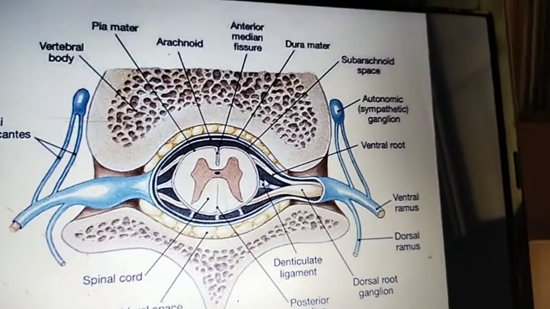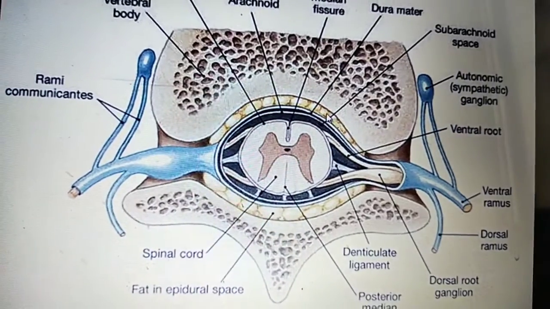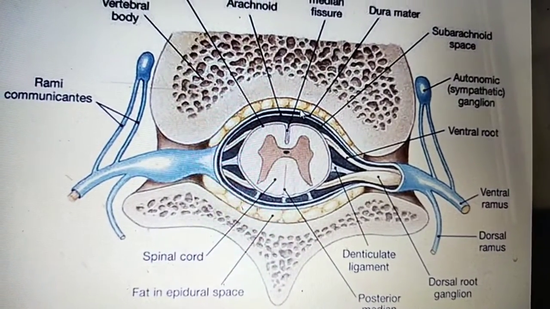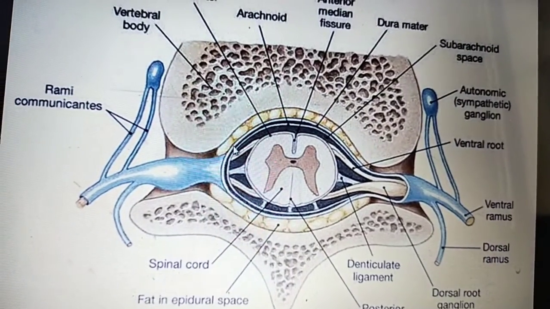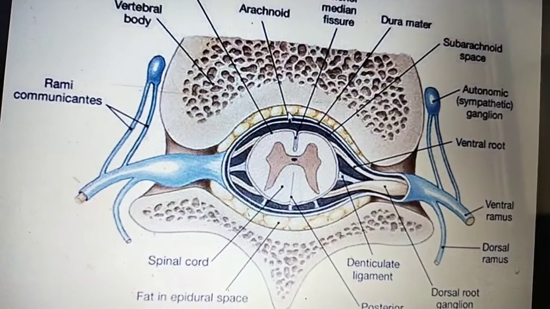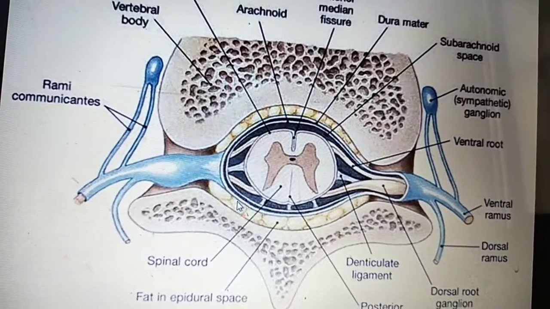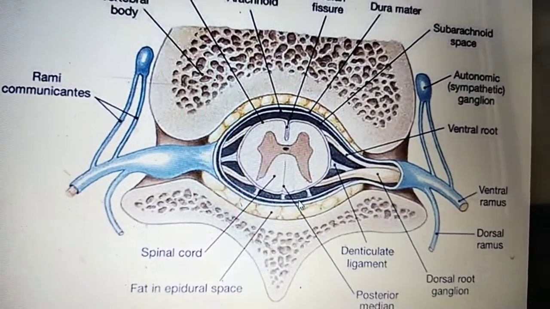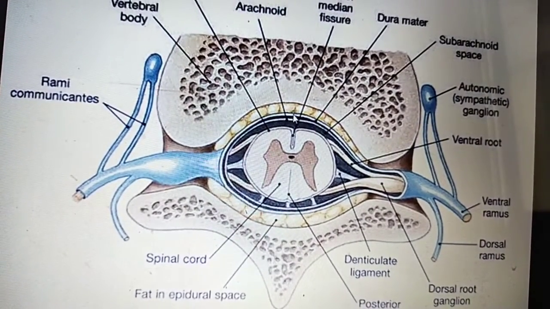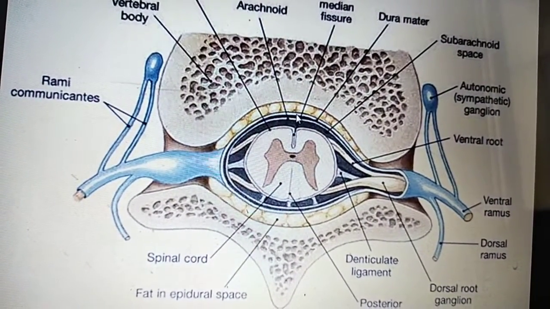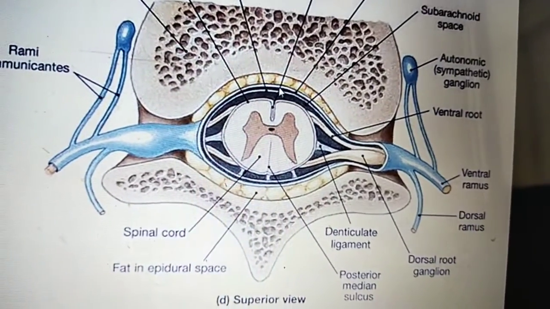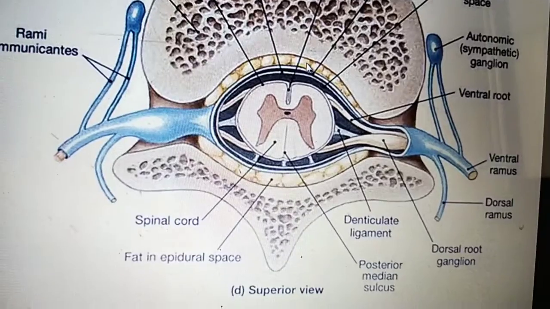And above the subarachnoid space is the outer layer, which you can see as the dura mater. This is the outer layer, the dura mater. And in between the dura mater and arachnoid there is the subdural space and the epidural space.